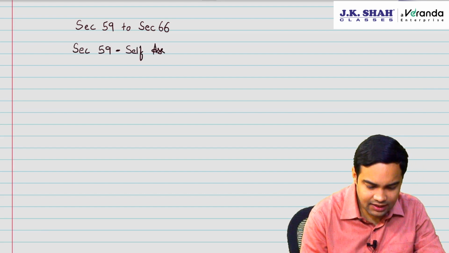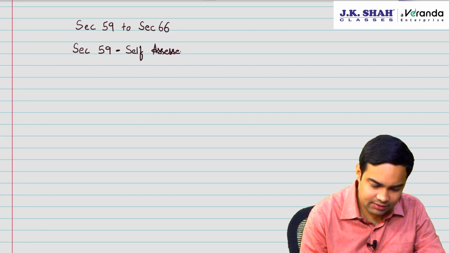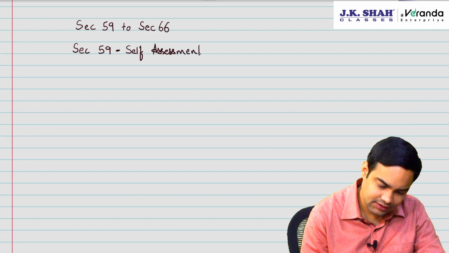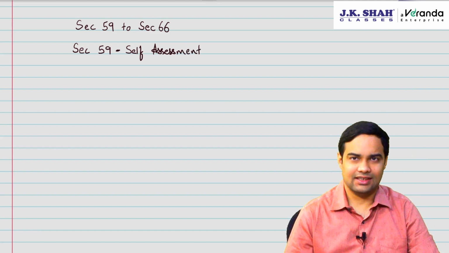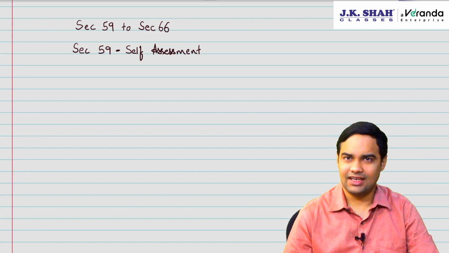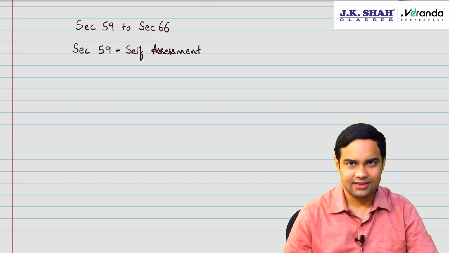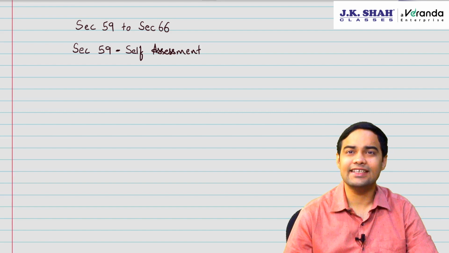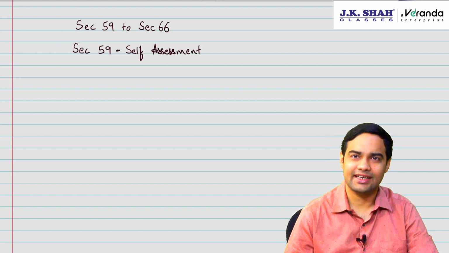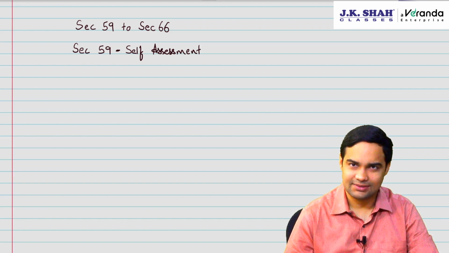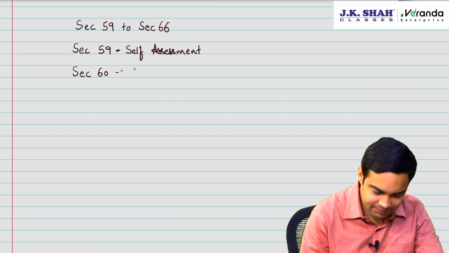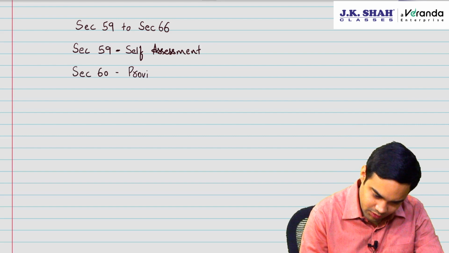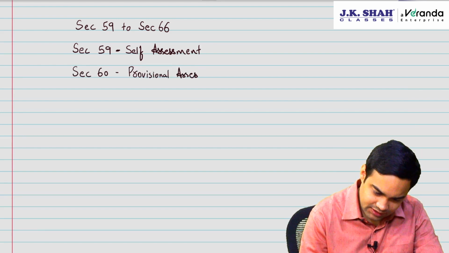It says every registered person has to self-assess his liability and pay the taxes in his GST returns. That is GSTR 3B for a regular taxpayer. So the entire scheme of indirect tax is based on self-assessment. Now, section 60 provides a method of provisional assessment. Now what's provisional assessment?